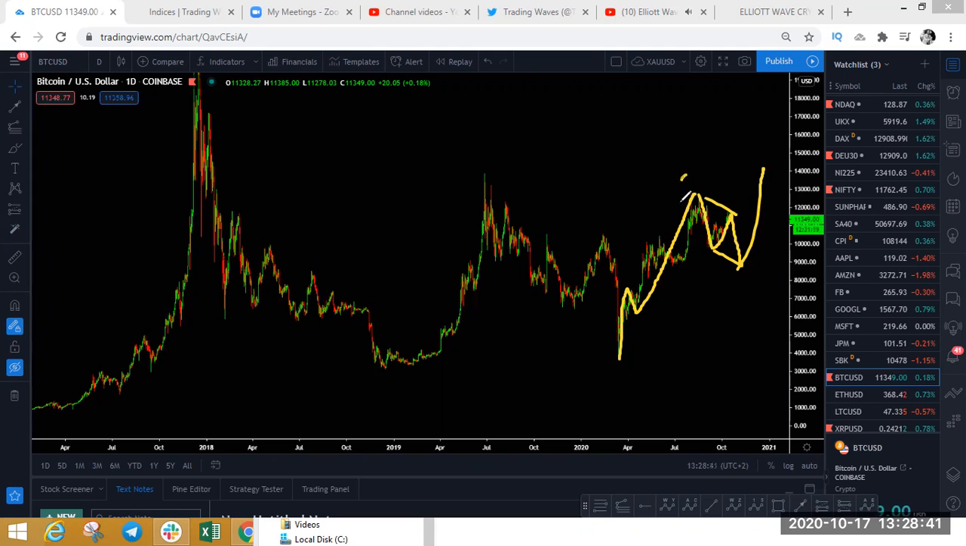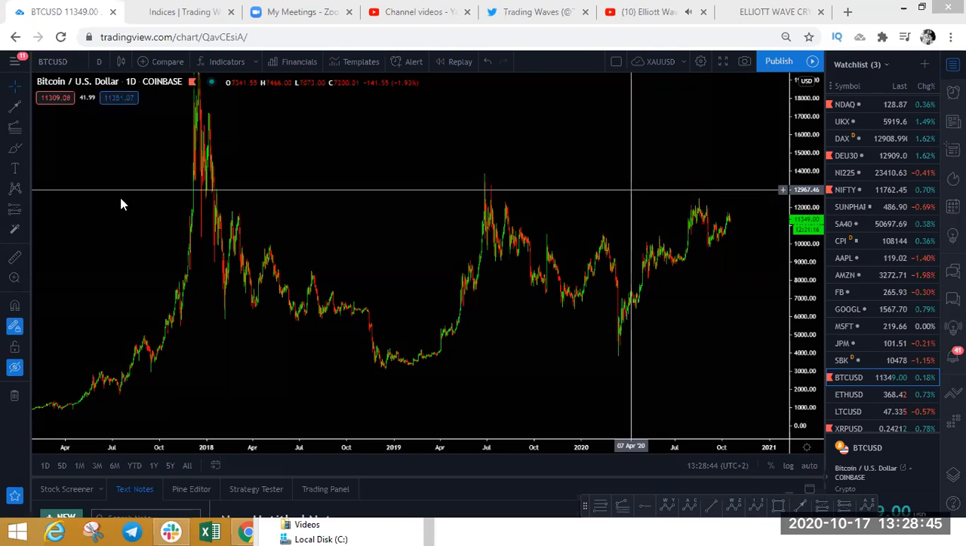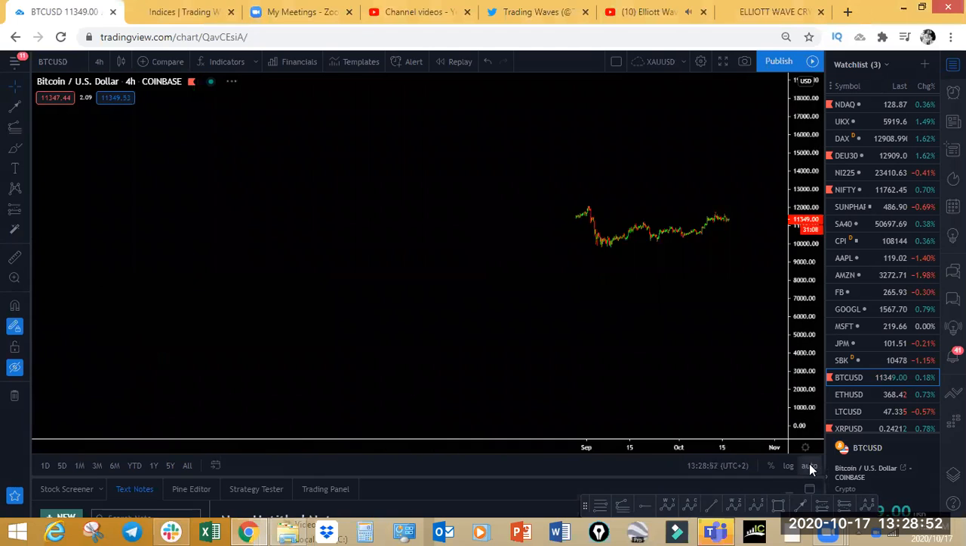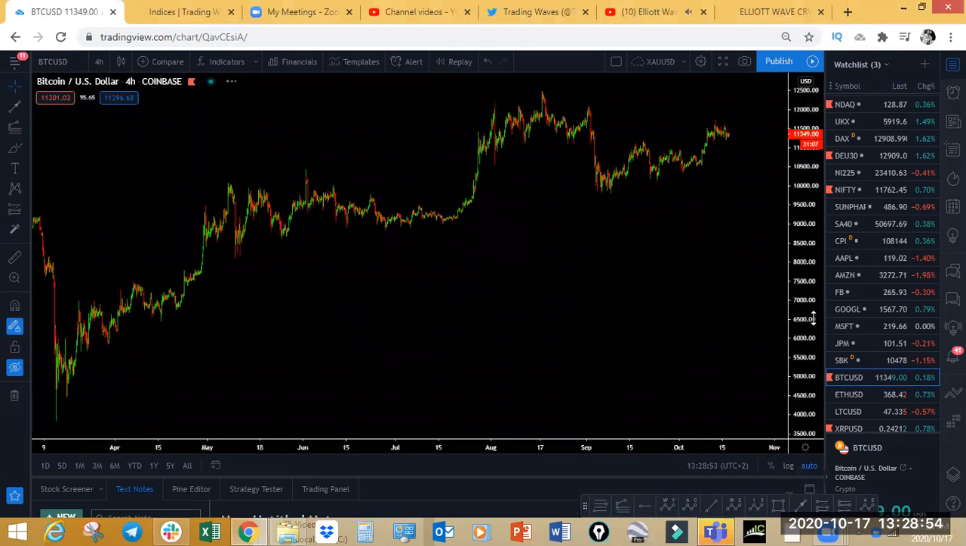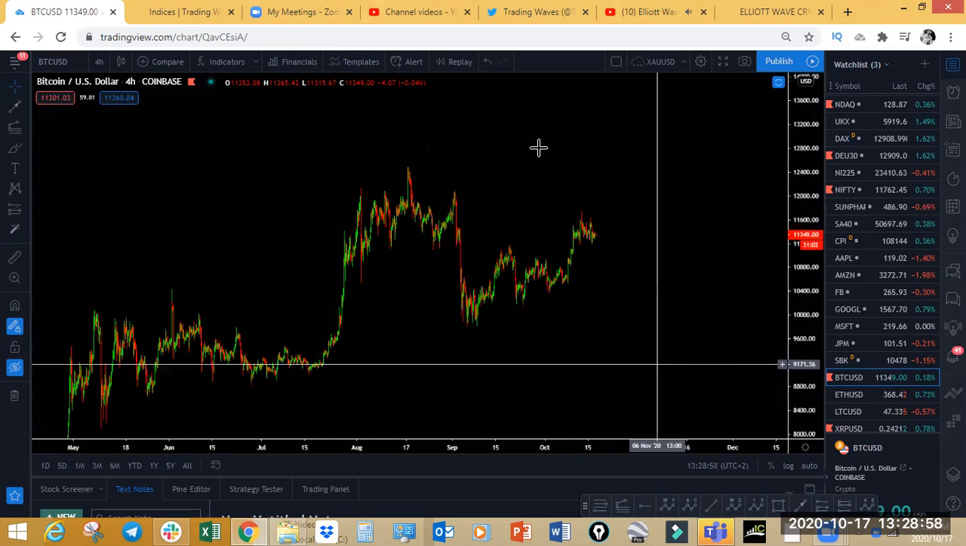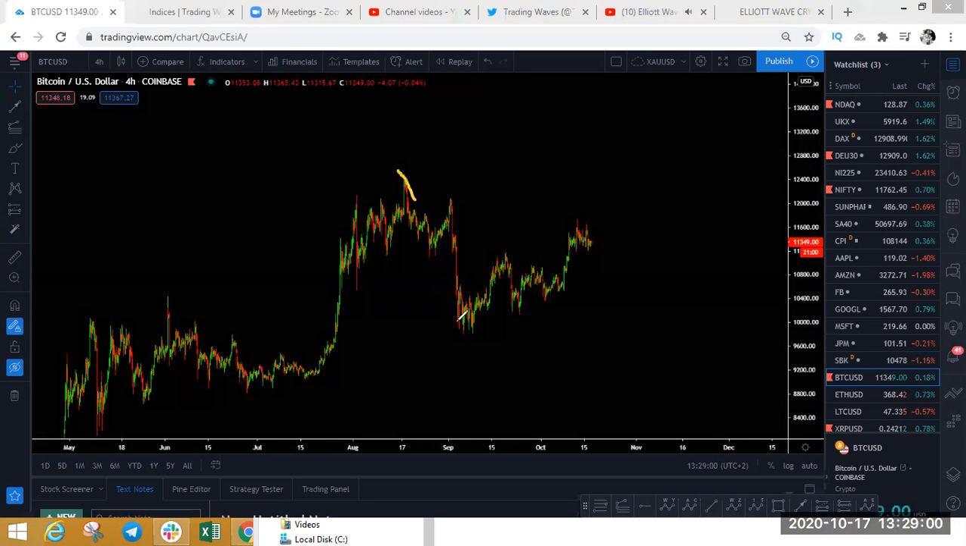So let's look at this structure in the lower degree on the 4-hour and see what is happening there. The 4-hour has not quite confirmed that drop as yet, but we will look at the other cryptocurrencies like Ethereum, Litecoin, and Ripple. Those look like they're already dropping. So here is that wave 4 seemingly looking structure. We're going to have this one as a 1, 2, 3.